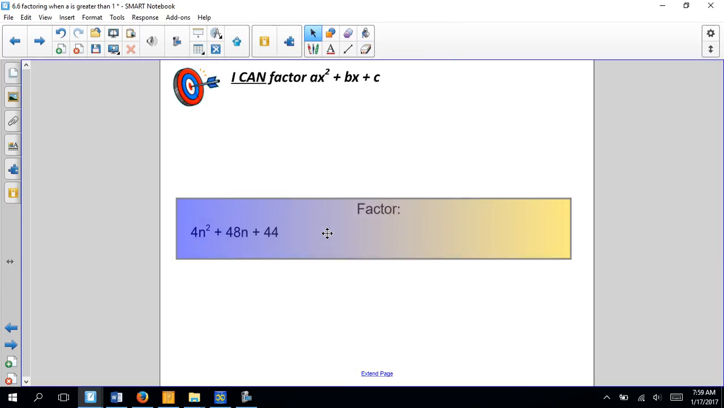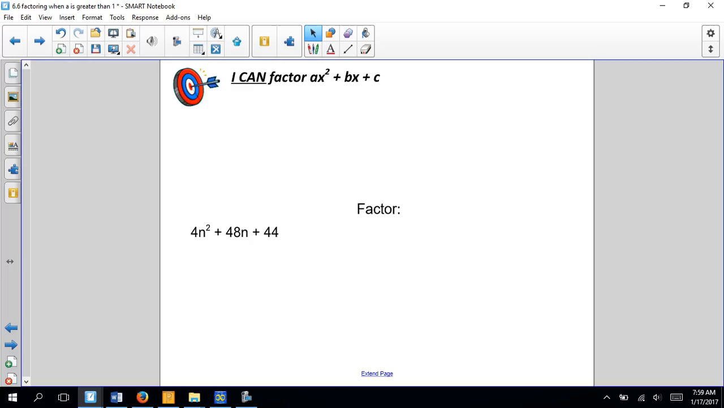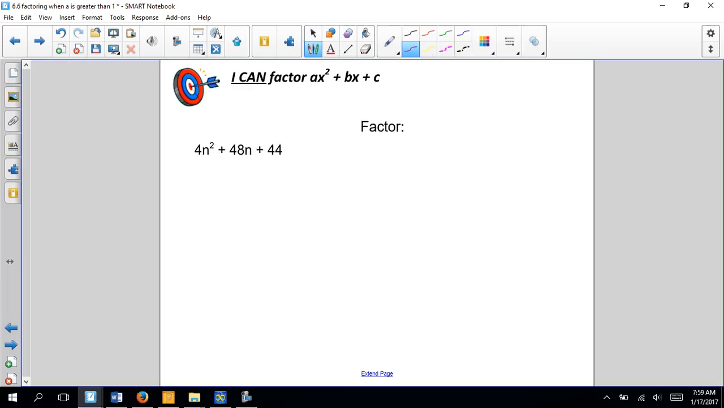All right, so we're gonna put this to the test right away here. If I look at our first example, it just says factor. So if I take factor the very first step, I'm going to look at, can I pull anything out of it? Is there any type of GCF? So between these three terms, right away I look at it and say, all right, I can divide everything by 4. If I divide by 4, I'm left with n squared plus 12n plus 11.